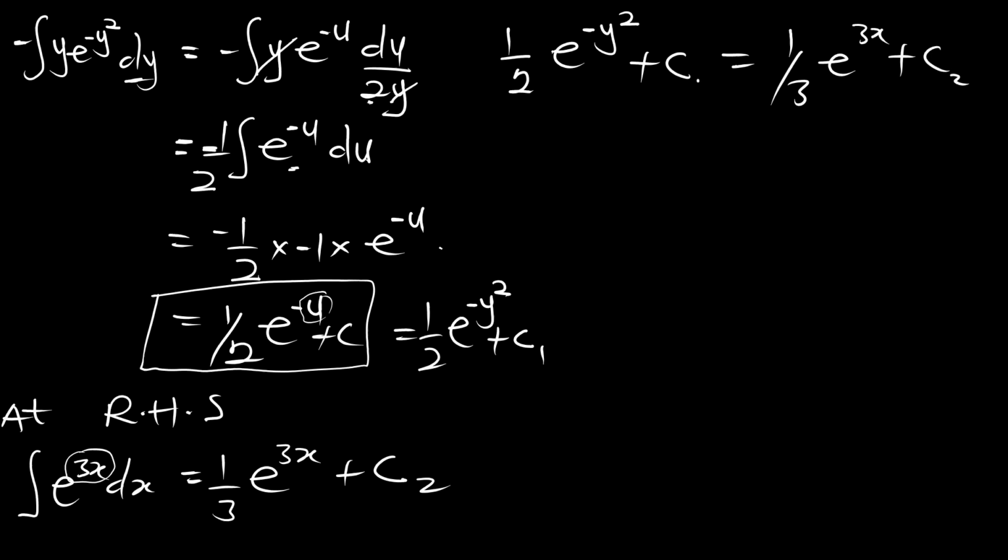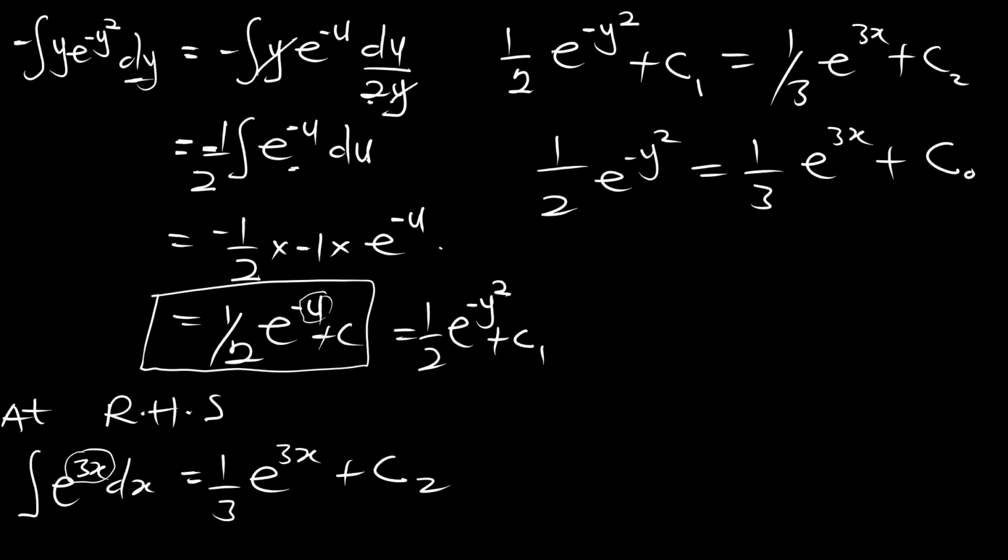So we can group all the c's, 1/3 e^(3x), and call it C naught. Are we okay? So this is the solution to the differential equation that we were supposed to solve. So first we did the separation, then we moved to the integration. Are we okay?